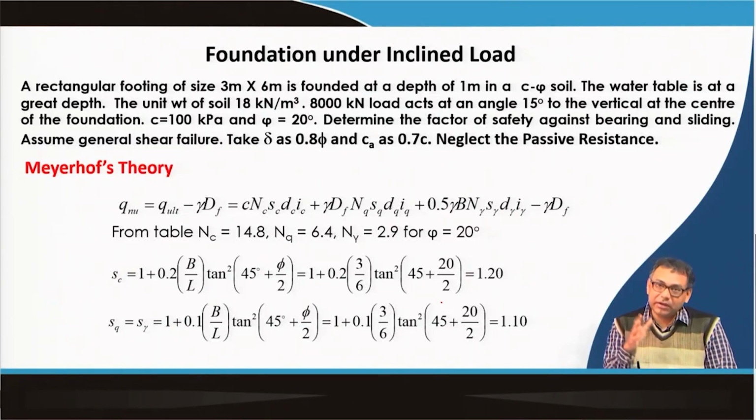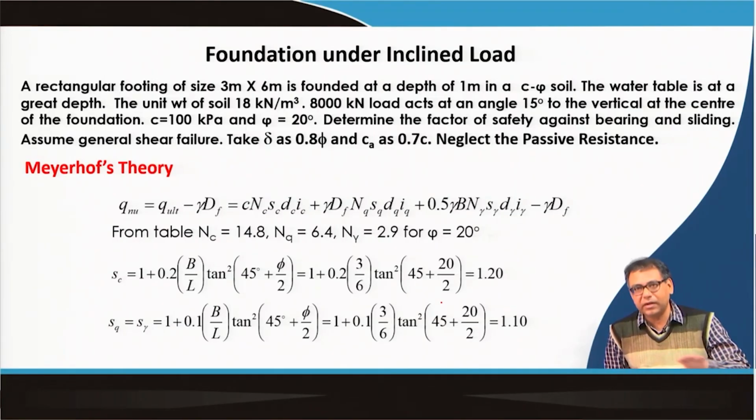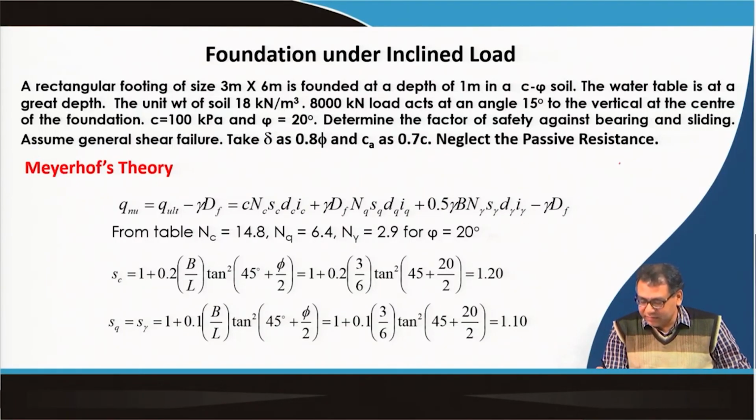Now, there can be a case that it is acting at an angle, but with an eccentricity also. In that case you have to consider both conditions, but here I have not considered the eccentricity, I have considered only the inclination effect. So, the footing is such that the load is acting, this is vertical, and the load is acting at an angle of 15 degree, and that load value is 800 kilonewton.